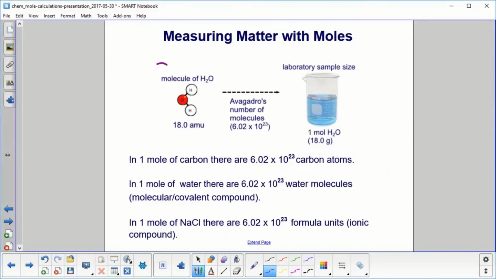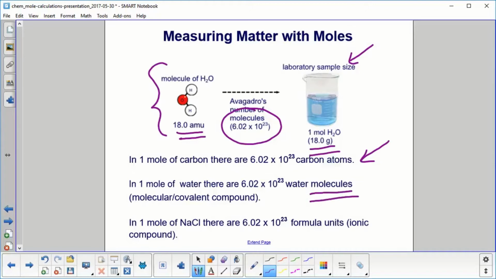So let's start with a molecule of water, which is 18.0 AMU, and we want to find out how many molecules are in 1 mole of water, where we get up to a laboratory sample size over here. Well, there's 6.02 times 10 to the 23rd molecules of water. Notice again, we'll get to this a little bit later, the relationship between the AMU and the grams. They're the same. So if we have 1 mole of carbon, we have 6.02 times 10 to the 23rd carbon atoms. In 1 mole of water, there are 6.02 times 10 to the 23rd water molecules.